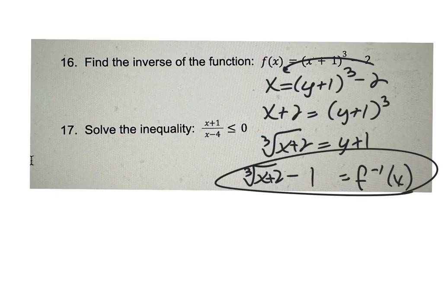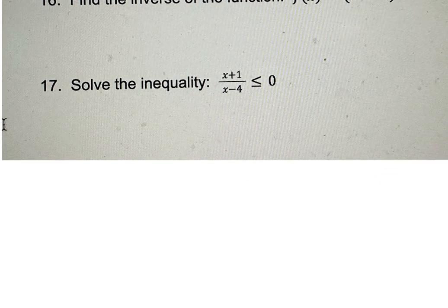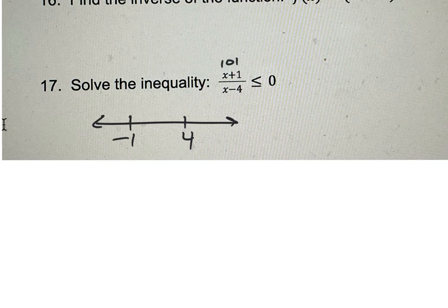All right, last one. Let me erase this one. Number 17. You're ready to go ahead and put the rational expression on a sign graph. Okay, -1 makes the top 0. +4 makes the bottom 0. This is where we plug in a hundy. If I do, that gives me 101 on top, 96 on the bottom. That's positive, which means everything past 4 is positive.